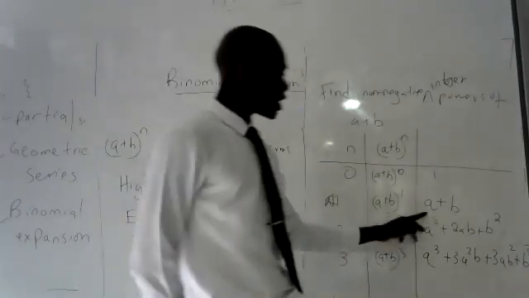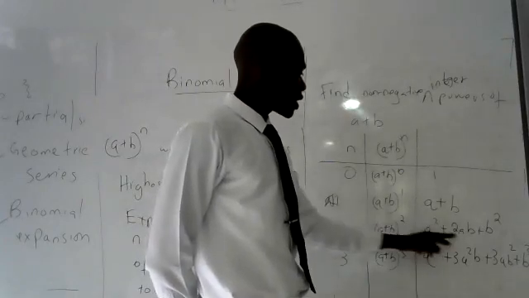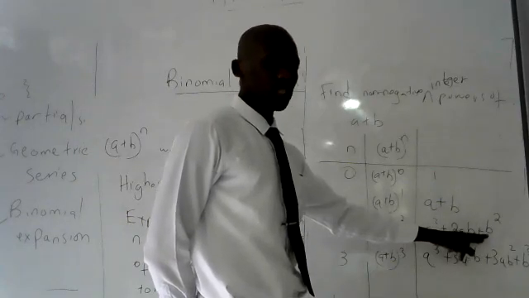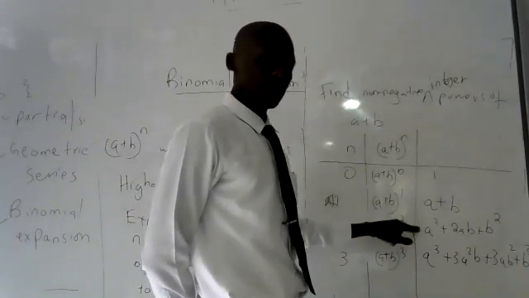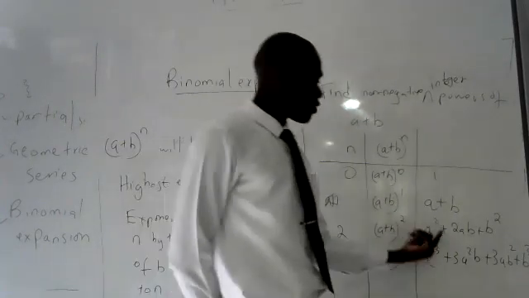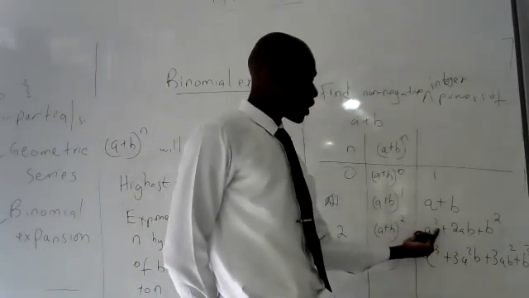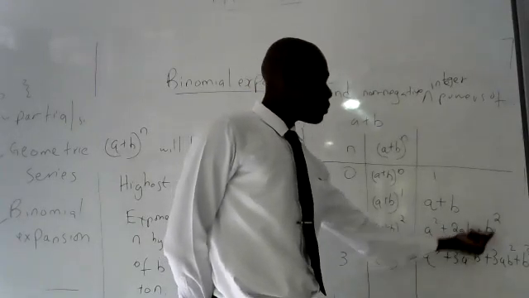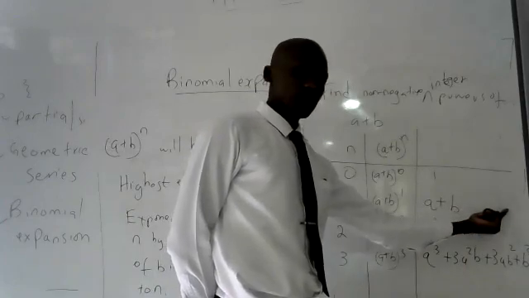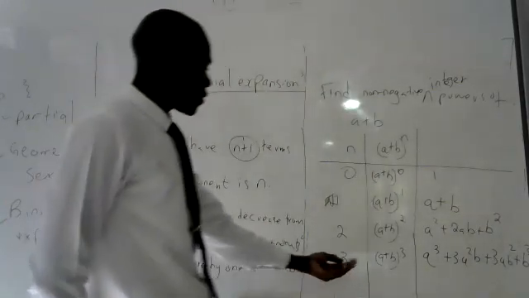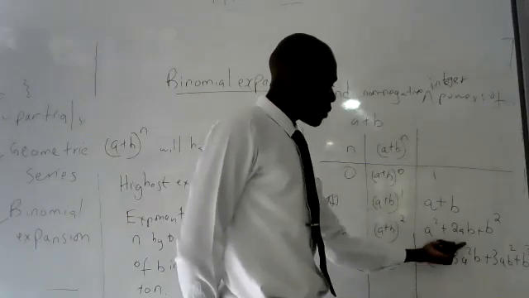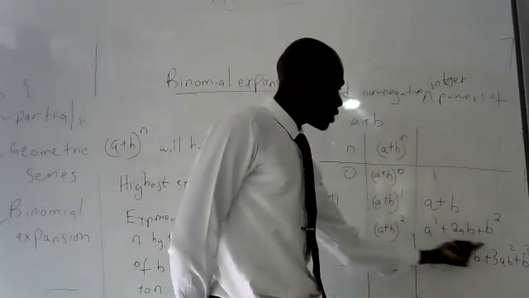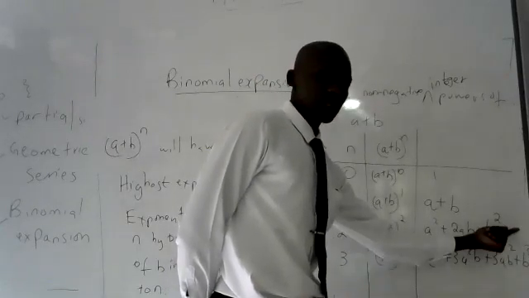At 2, you have a squared. That is what you start with. Then the next term, there is an a power 1. In the last term, there is an a power 0. So the powers are decreasing by 1. For the b, in the first term you have b power 0, which is 1. There's a silent 1 here. Then you have b power 1, so 0 plus 1. Then b power 2, 1 plus 1. Same for the case of 3: a power 3, a power 2, a power 1, a power 0. And then b power 0, b power 1, b power 2, b power 3.